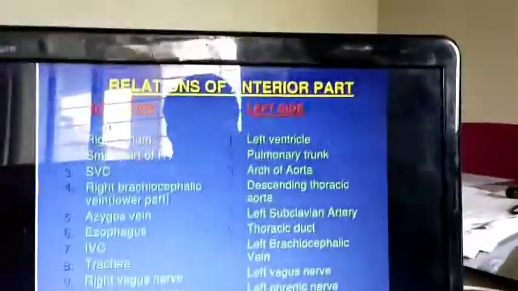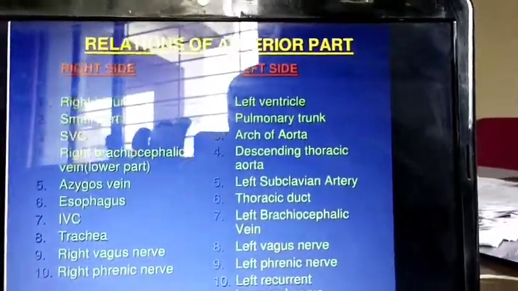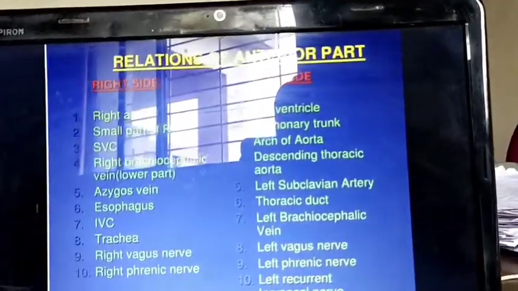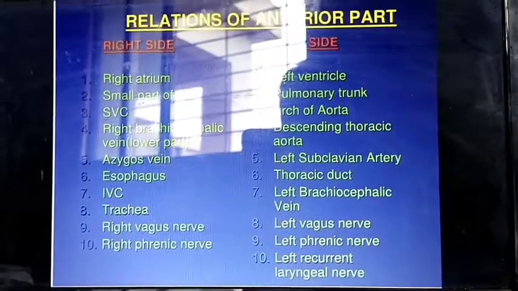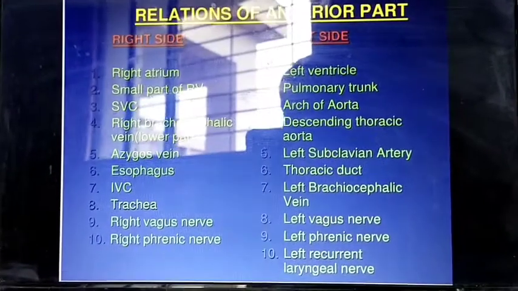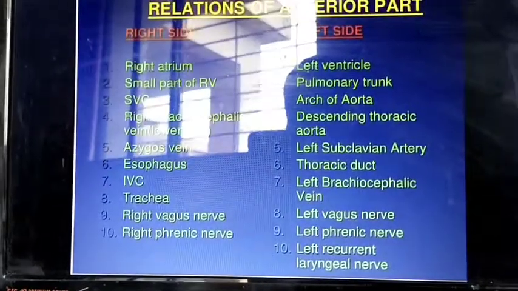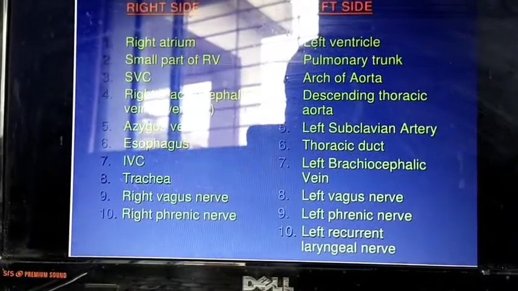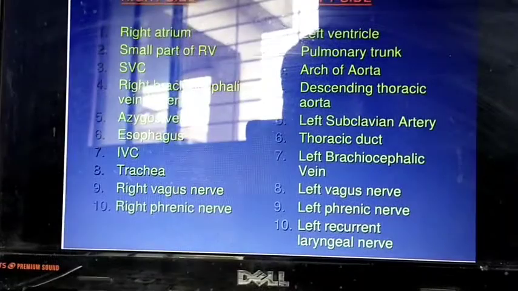Relations of the anterior part, right side and left side. Okay, right side: this is the right atrium, here left ventricle, small part of right ventricle, pulmonary trunk, superior vena cava, arch of aorta, right brachiocephalic vein, descending thoracic aorta, azygos vein, esophagus, inferior vena cava, trachea, right vagus nerve, right phrenic nerve. These are all the relations to the right side of the lung.